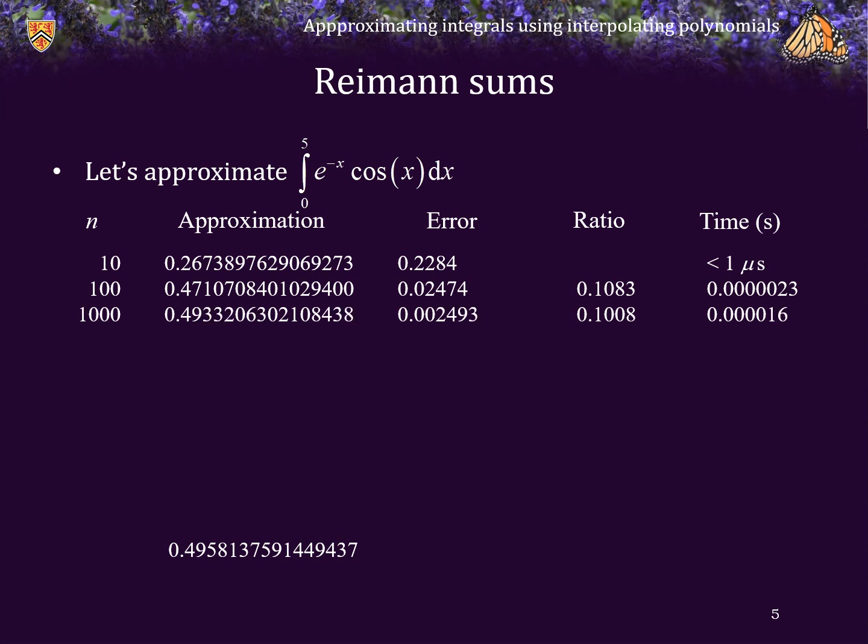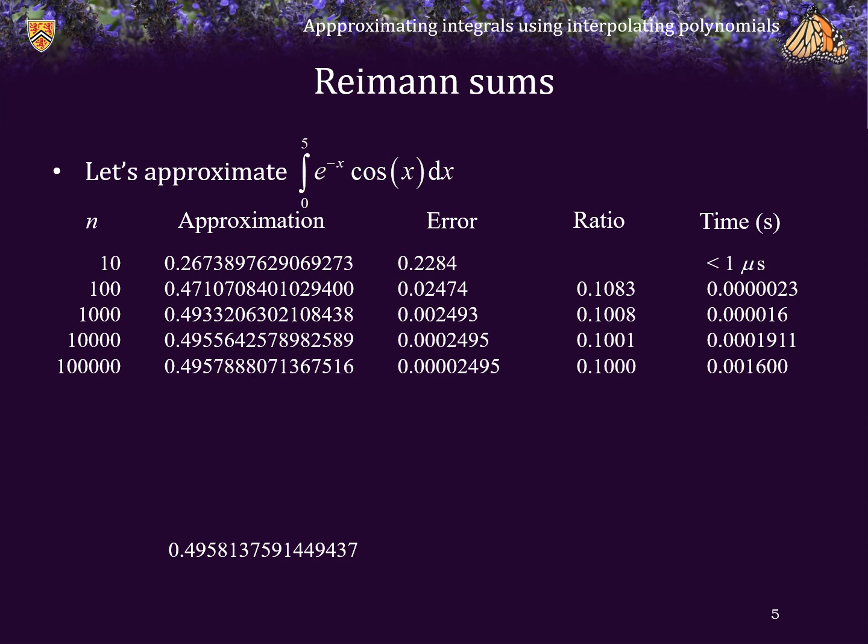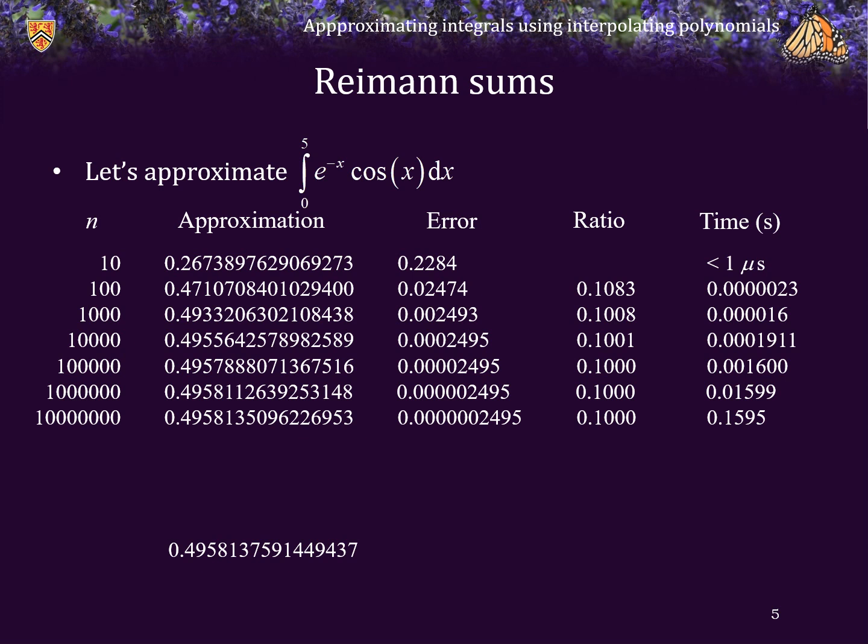Let's try 1,000. Okay, once again, the error has dropped by a factor of 10, and the time has increased by approximately a factor of 5. Now at 10,000 points, the error still continues to go down by a factor of 10, but once again, it takes 10 times longer to run. Here's 100,000 points, 1,000,000 points, 10 million points, and you're going to notice that at every single step, the error goes down by a factor of 10, and the time it requires to execute goes up by a factor of 10.